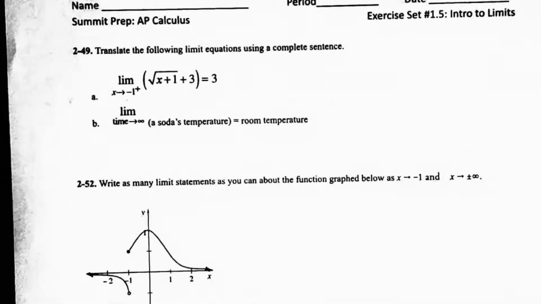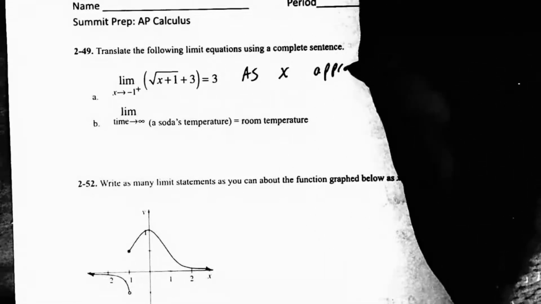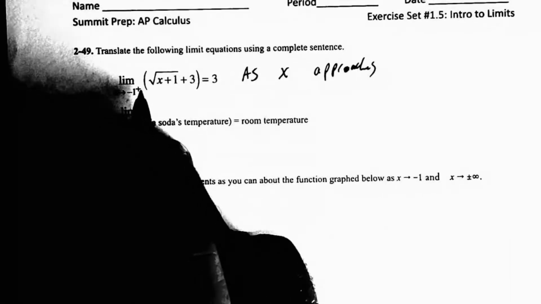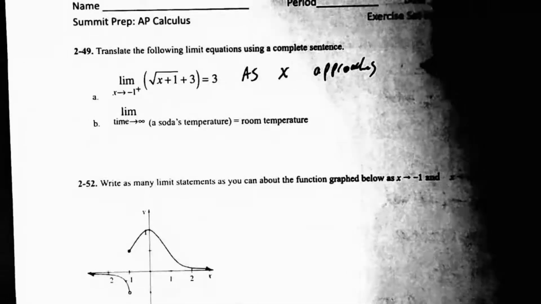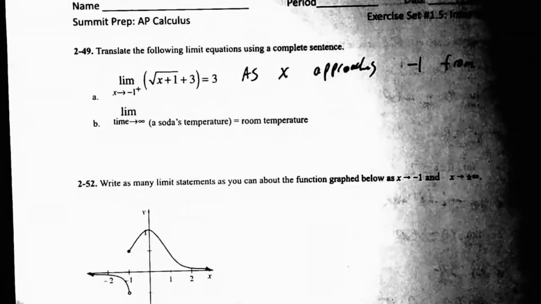All right. So this is just translating it into a sentence. Like, what is this saying in a sentence? What this is saying in a sentence is, as x approaches, what are we approaching? -1 from the right. Remember that plus means -1 from the right. That plus means from the right.